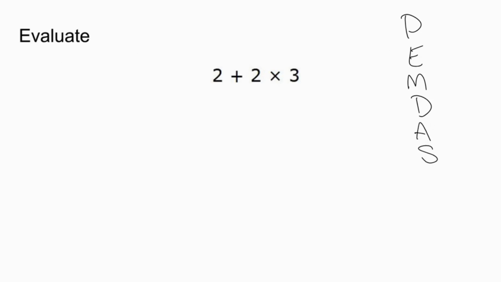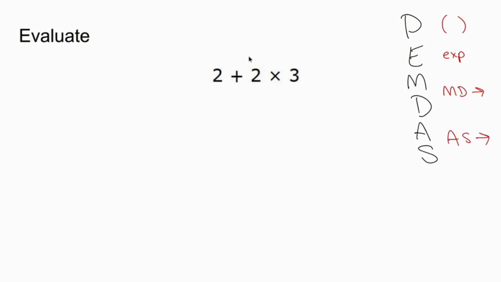Now, PEMDAS stands for parentheses, exponents. Then you multiply, divide, left to right. Then you add, subtract, left to right.